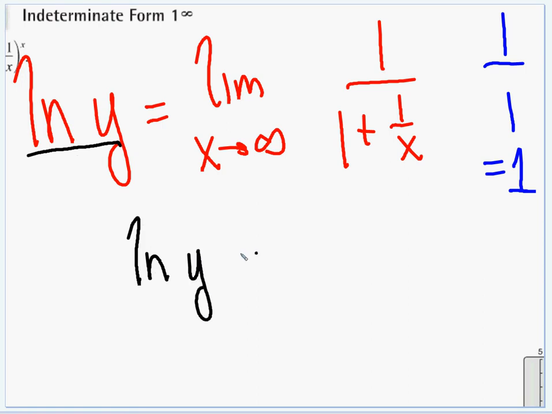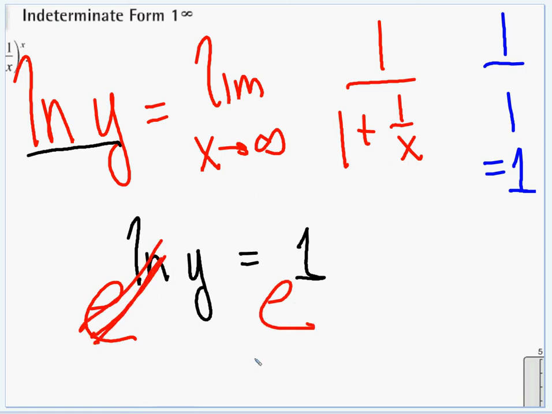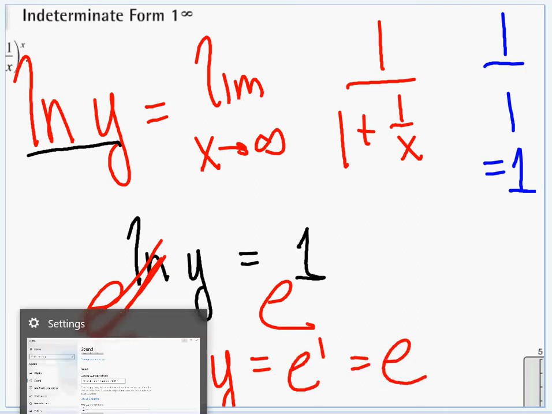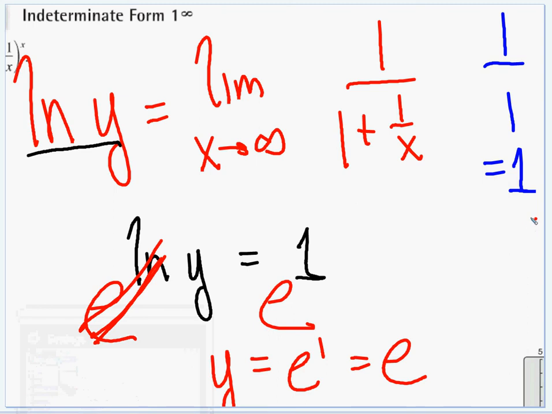We have the ln of y is equal to 1. So how do we get rid of that natural log without hurting the y? Well, we base e. So e and natural log cancel, and we're left with y equals e to the first, or just y equals e. There's our limit. That's the limit that we're looking for. That would not be the first multiple choice answer.